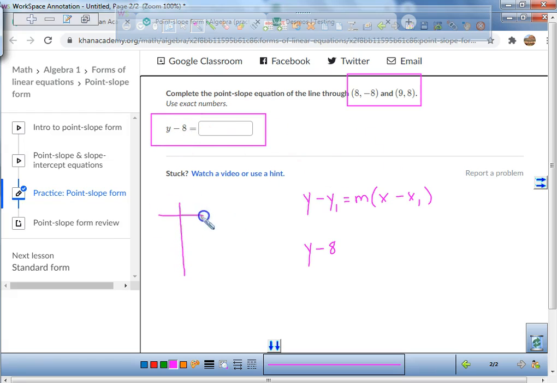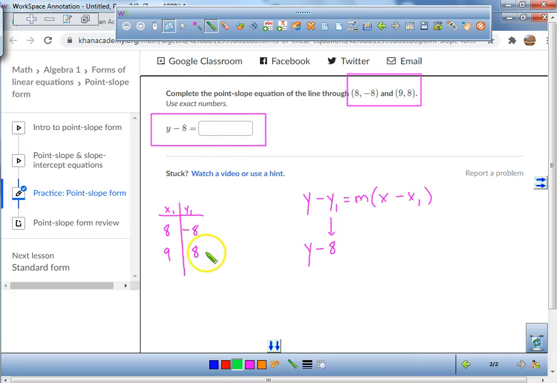So let's take a look at our ordered pair here. I'll make a little table, x1, y1. We have an 8 and a -8, and then we have a 9 and a +8. Now, this says y minus y1. So what is it saying my y1 value is? It's saying it's an 8.